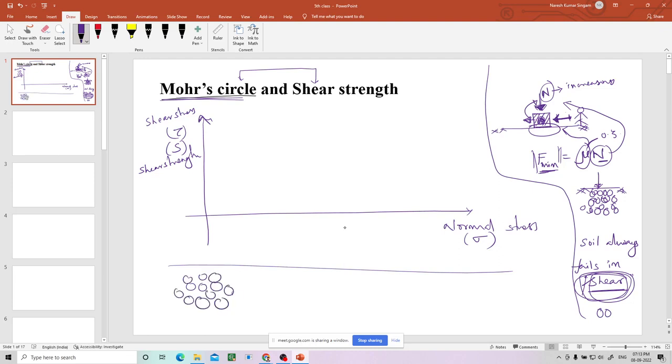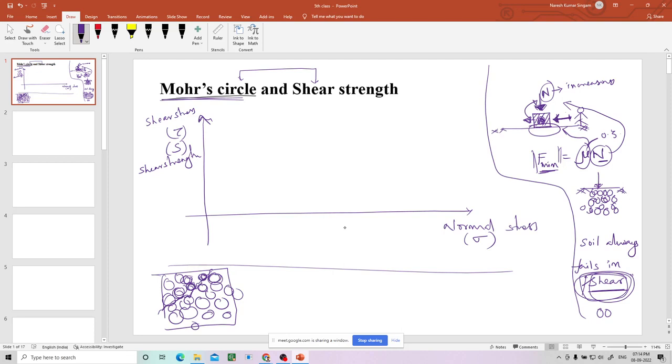All the soil grains should move one over another, right? So when these particles are moving one over another, there is a plane. Suppose this is a block of soil, then because of this there can be a failure plane like this, which is due to the shearing between the soil particles. So remember that soil always fails in shear.